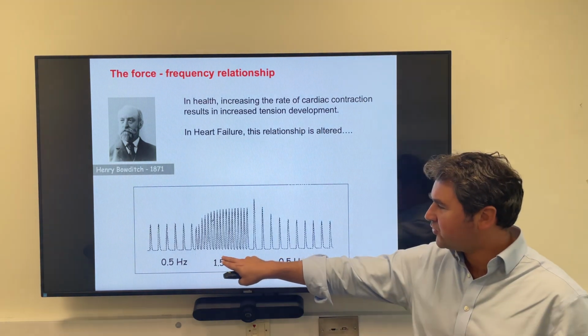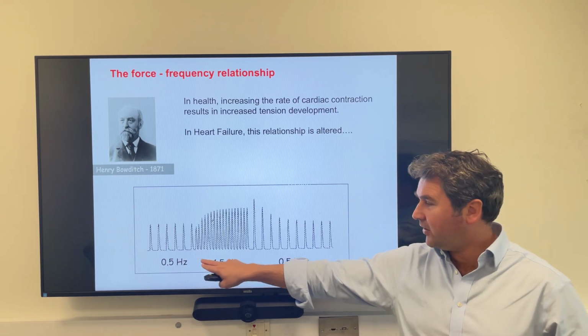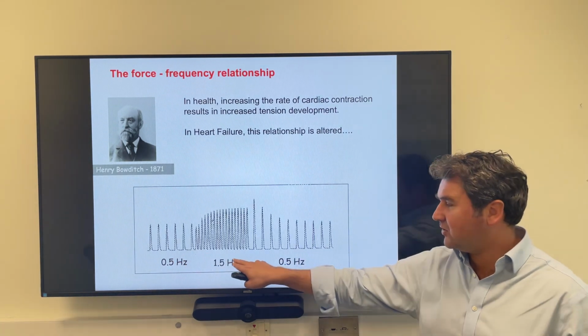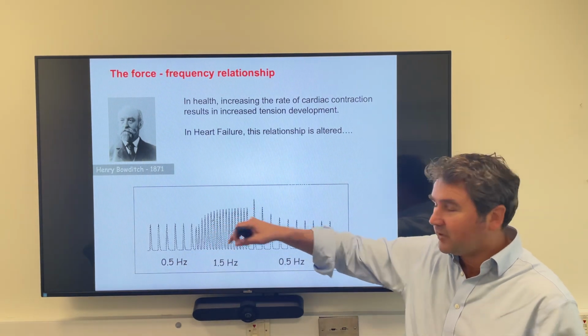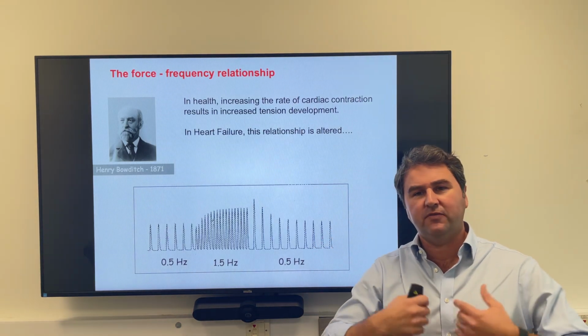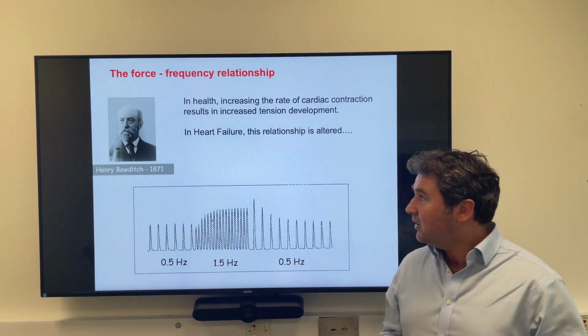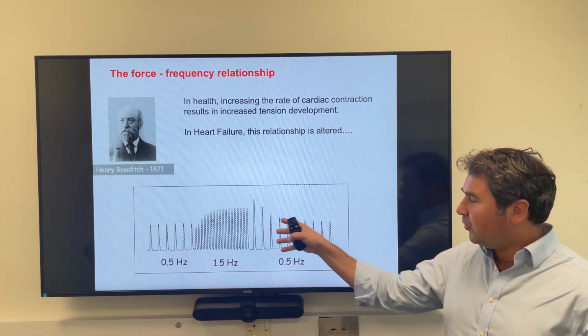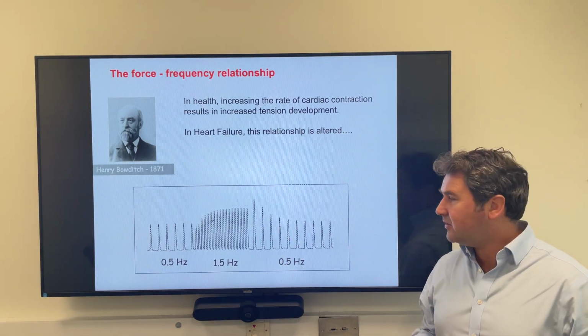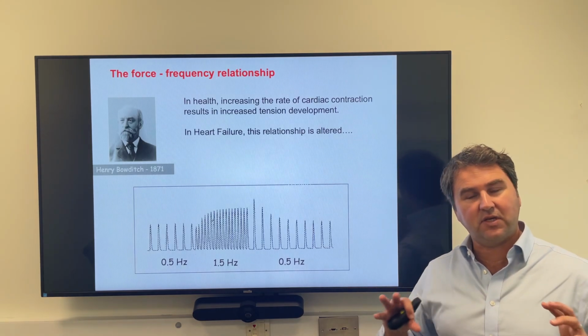And as you increase the rate, so going from 30 beats per minute to 90 beats per minute, you also increase that amplitude, in other words, the force of that contraction. And as you then go back to 30 beats per minute, that contraction decreases as well.